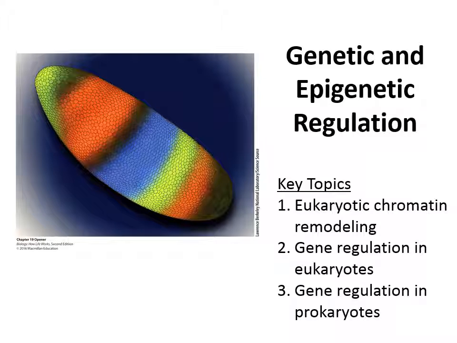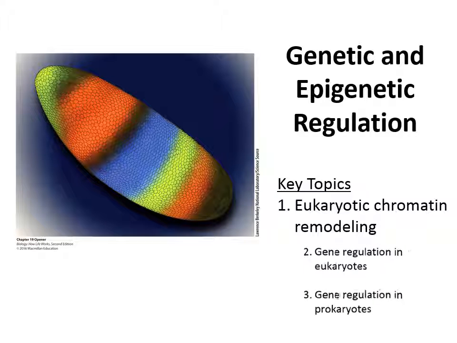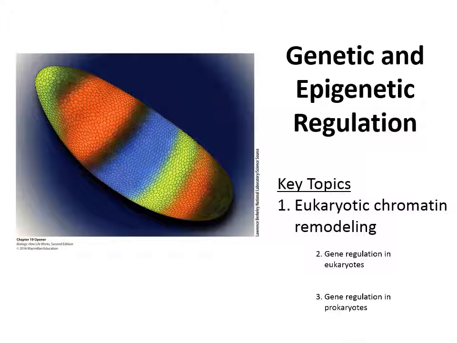Welcome to the unit on genetic and epigenetic regulation. In this unit, we will discuss the mechanisms prokaryotic and eukaryotic cells use to regulate gene expression. You'll remember from earlier in the course that not every gene in the genome is transcribed and translated at the same time. Thus, the cell must have mechanisms to regulate and control the expression of their genes. In this video, we will discuss eukaryotic chromatin remodeling.